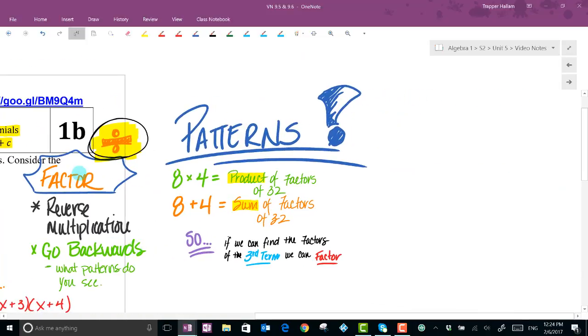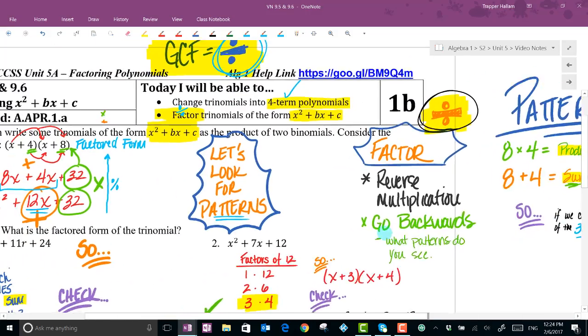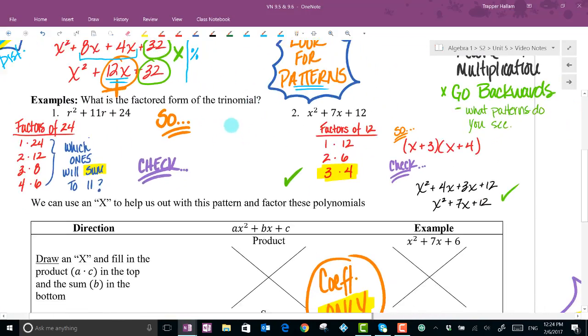Let's review that. Remember, factoring is division, which means we're reversing multiplication, we're going backwards. In that particular example, in our terms ax squared plus bx plus c, if two factors multiply to make the c value, but add to make the middle term, then we can essentially factor. If we can find the factors of the third term, we can factor, is what we're going to say here. So let's look at one.